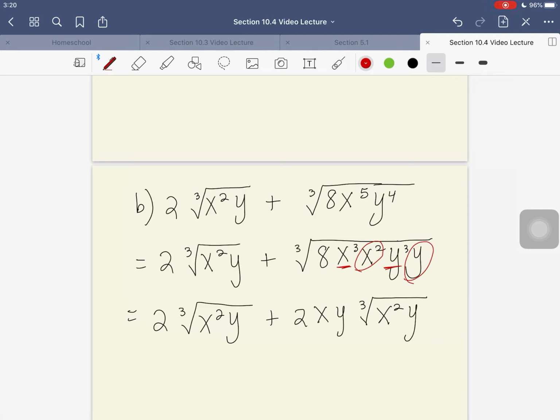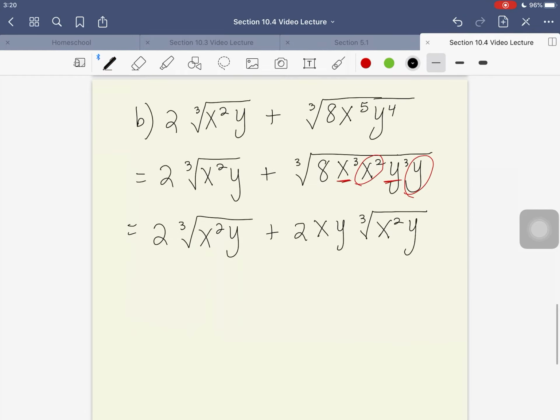All right, so now I don't have like terms. I can't combine, but I can factor out. So I can pull out that 2 plus 2xy, and that will leave the cube root of x squared y.